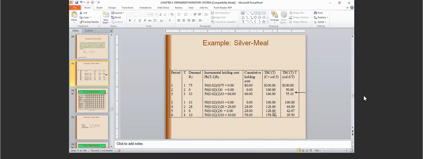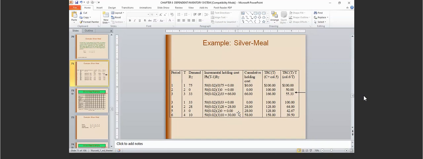And 128 divided by 3, we have 42.67. This also shows that the average total relevant cost is decreasing. So we include more period in our analysis, with the period 6 that has a gross requirement of 10 units, and 50 multiplied with 0.02 multiplied with 3 and multiplied with 10. So we have the incremental holding cost of 30 ringgit.